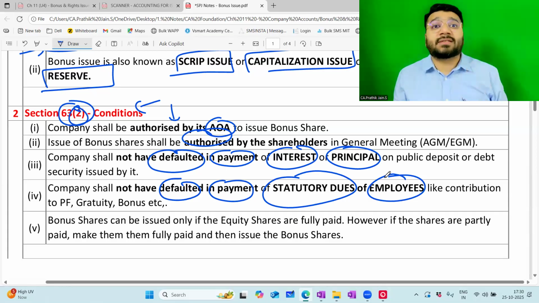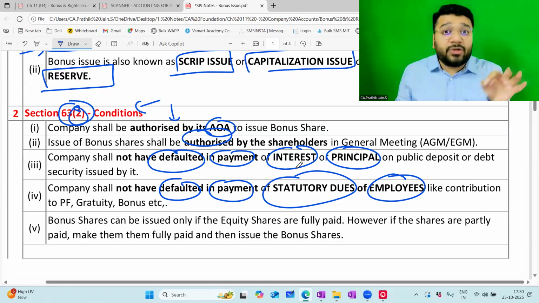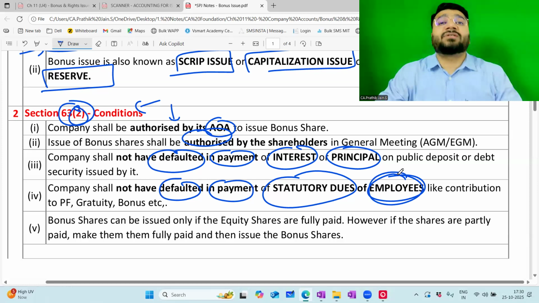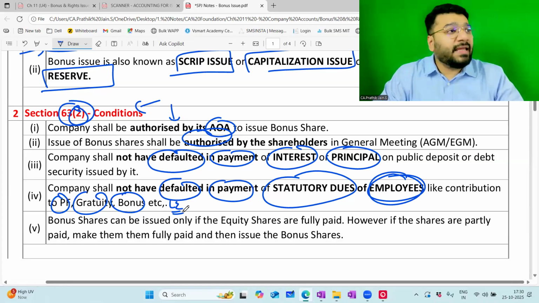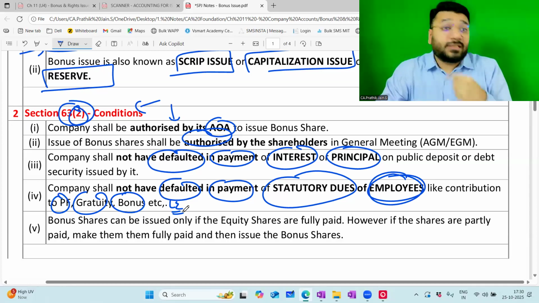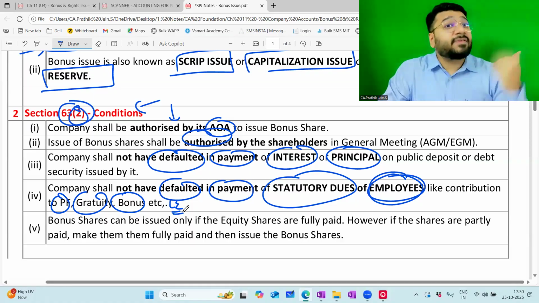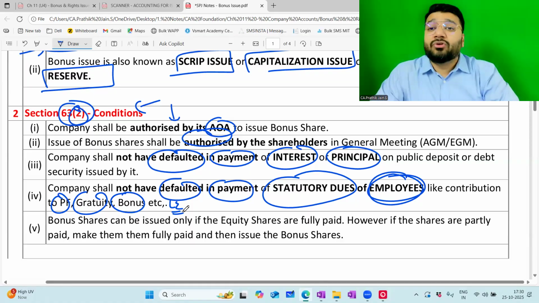Here they can twist the question and say income tax or GST is not paid, they have defaulted the payment, should the bonus issue be done? Not done. They can confuse you, so please be very careful. Here the statutory dues means employee-related statutory dues, such as PF, gratuity, bonus, leave encashment, any kind of expenses pertaining to employees that is not paid. That we call a default in payment of statutory dues pertaining to employees. If you have not paid, first make the payment from your reserves and surplus, and then you go and issue the bonus shares.